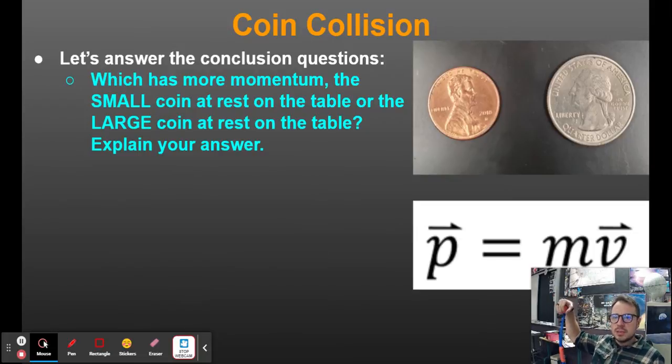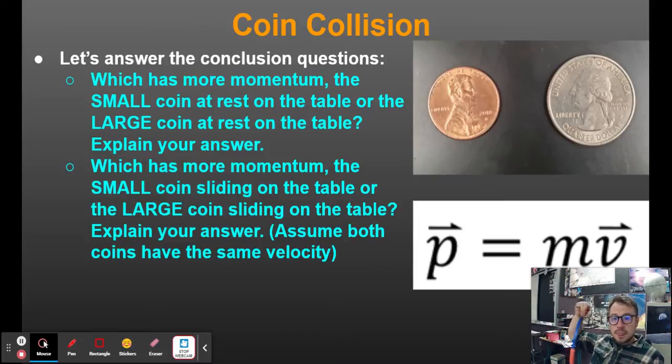Well, which has more momentum? The small coin at rest on the table or the large coin at rest on the table? Explain your answer and then look at the equation for momentum. Which has more momentum? The small coin sliding on the table or the large coin sliding on the table? Explain your answer. And in this one, I have to give a little caveat. Assume both coins have the same velocity.